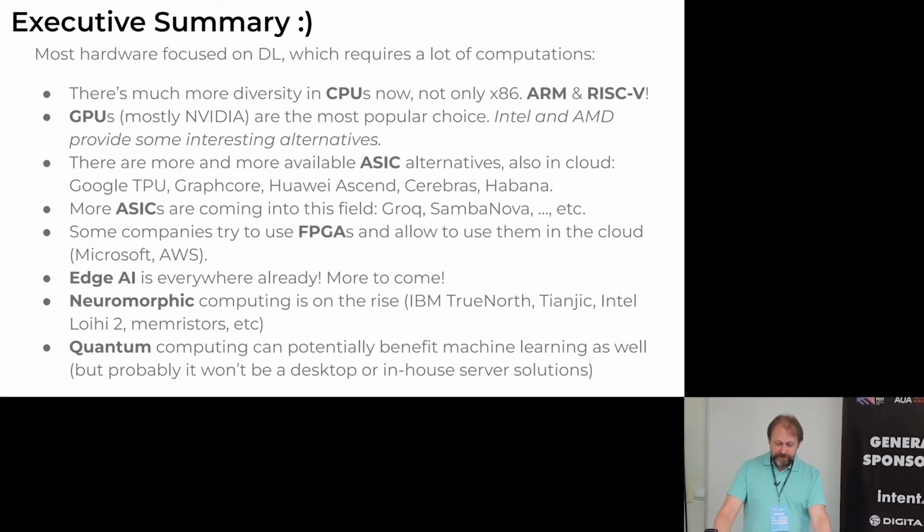So that's basically it. Some executive summary, I put it here. Right now you have a pretty big range of solutions you can use: CPUs, GPUs, ASICs, FPGA if you want. Edge AI has been a reality for a long time already. Almost any phone or device uses some kind of AI acceleration hardware. And neuromorphic is just on the rise. You cannot mostly use it right now, but there are many things happening there. So that's a good and interesting field.